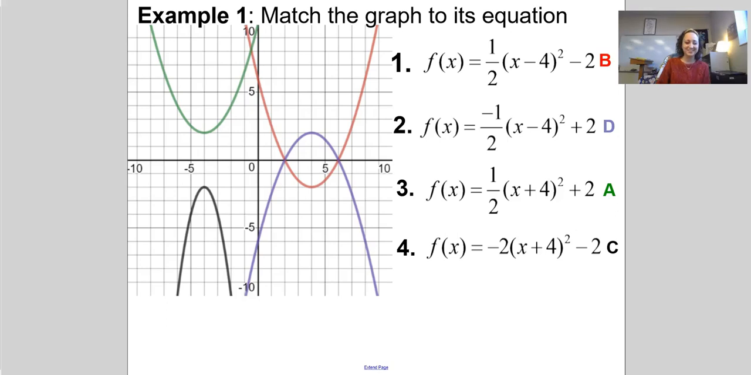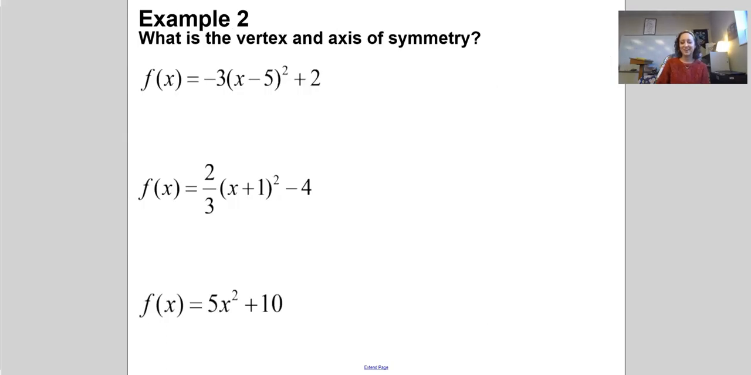All right, answers are on the screen. You can pause if there's something you got wrong and double check yourself here. I'm forcing another pause on your screen. Can you please copy example 2? And we'll do the first one together.